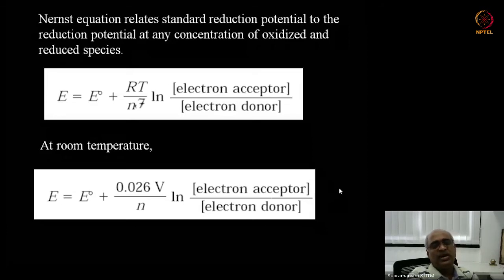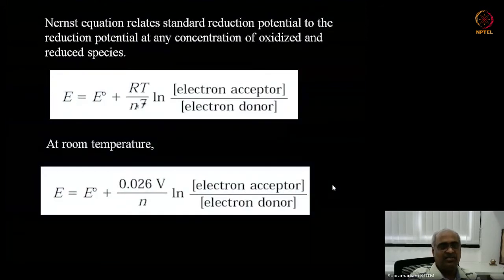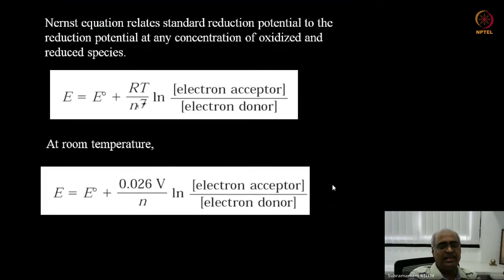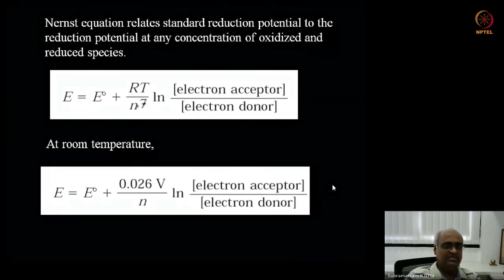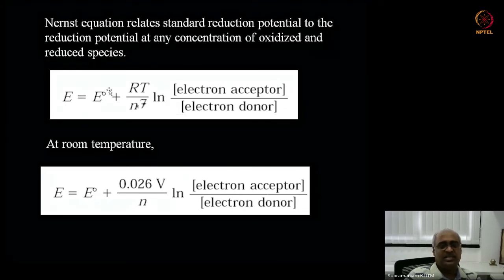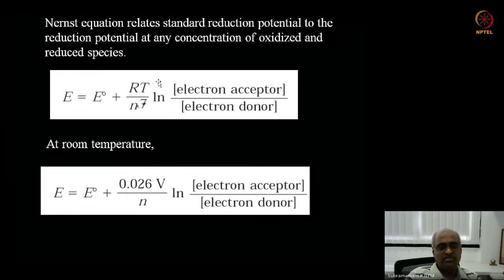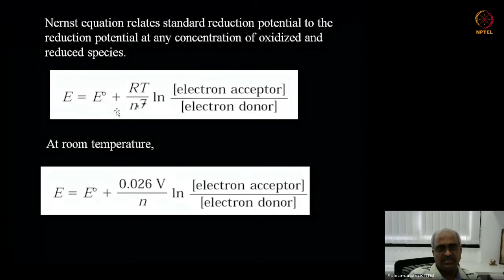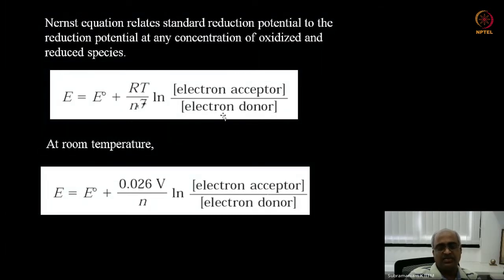Now, how do I calculate the reduction potential at a given concentration? I only understand concentrations. How do I calculate that? That is given by the Nernst equation. Reduction potential equals the standard reduction potential of that particular pair, plus this relationship, the natural logarithm of electron acceptor by electron donor.